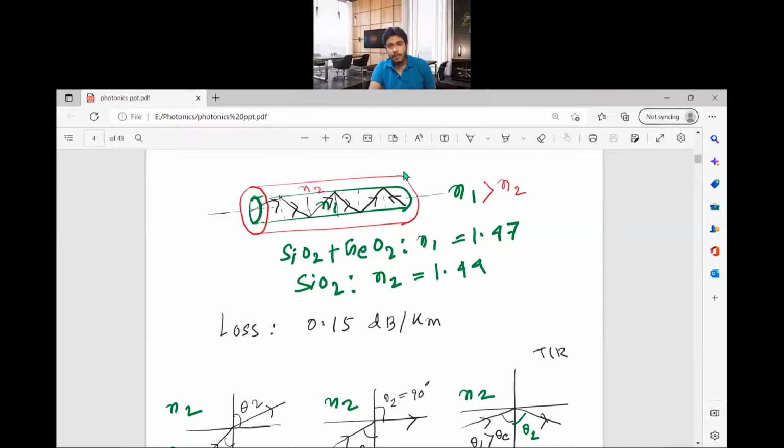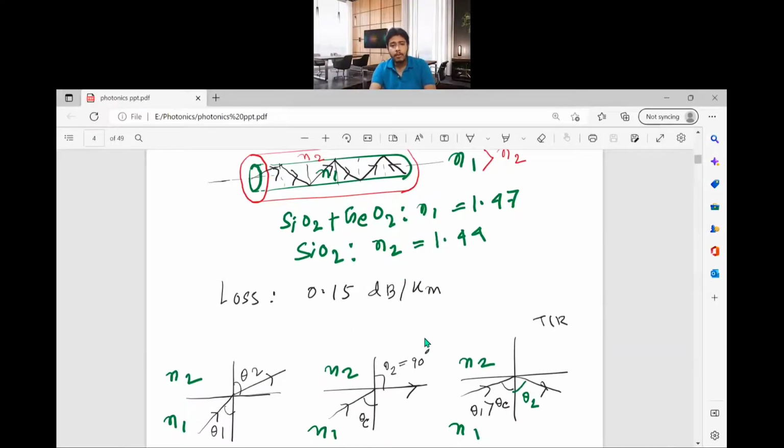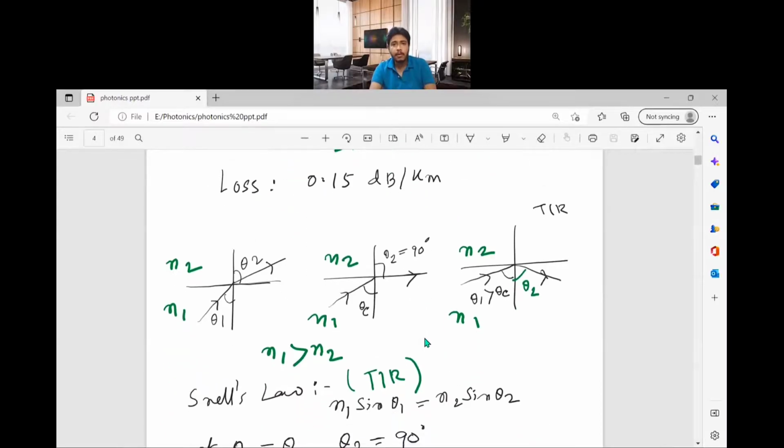So optical fiber is a guided medium. It's made of silica. It is used to guide the light. In general, the core is made of silicon dioxide and germanium dioxide, which has a refractive index of 1.47, and the cladding, silicon dioxide, has a refractive index of 1.44. Using optical fiber, you can get 0.15 dB per kilometer of loss. So you can have long distance communication using optical fiber, as the loss is minimal now. Optical fibers have replaced the coaxial cables for optical fiber communication.